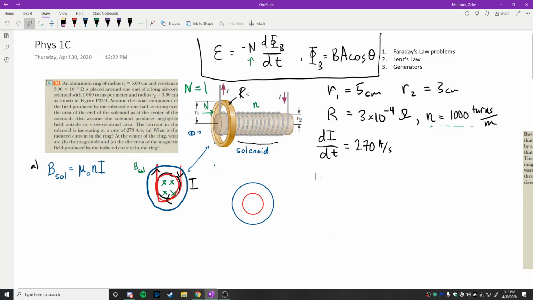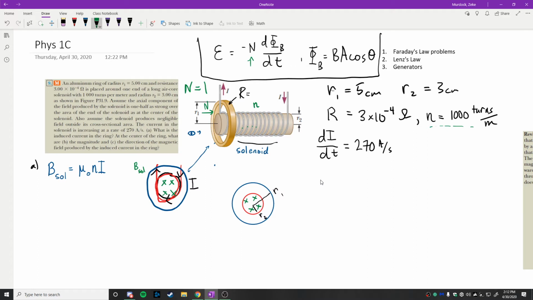You've got your outer ring that has a radius that we're calling, I think, R2, right? No, R1. You've got your inner ring that has a radius R2. And then you've got your magnetic field, and it's going into the page like this. All right, so we can find the magnetic field of the solenoid with this equation.